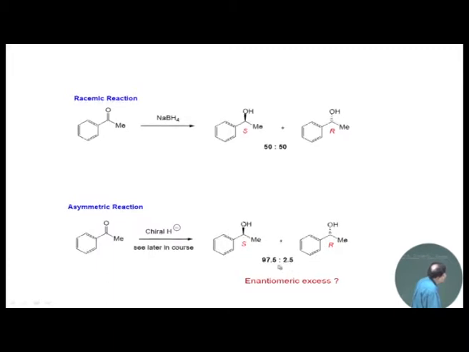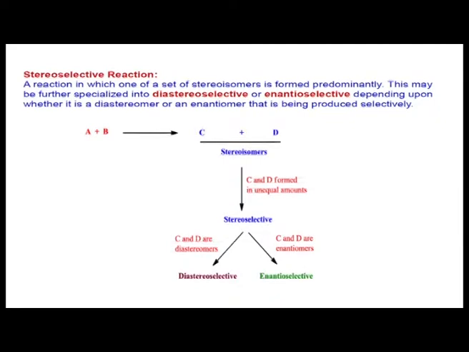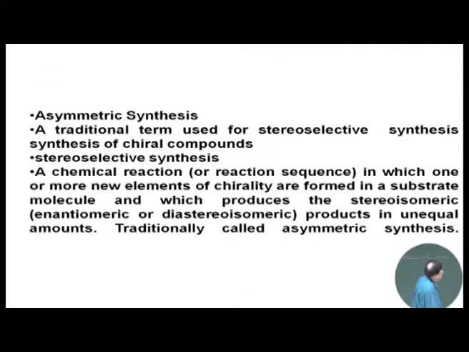The enantiomeric excess will be 95. It is the difference between the two. Enantiomeric excess, again I repeat, is the percentage of enantiomer in excess of the racemic counterpart. So, this is the start of the asymmetric reaction. I have already told you about selective synthesis.